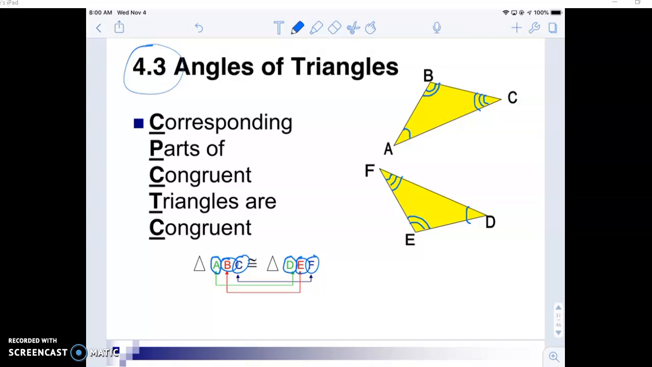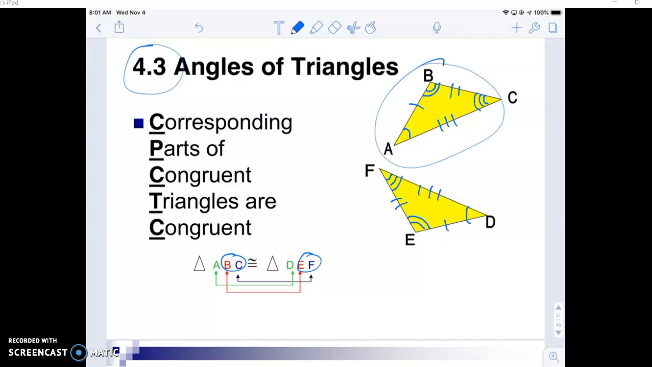Then the other way to think about it, it's not just angles, but the sides are also congruent. So A to B and D to E are the same. And then we also know B to C and E to F are the same. And that means the last one, the long side here, is congruent. So that's what 4.3 is. We're talking about corresponding parts. That means just the parts that line up with each other are congruent if those two triangles are congruent.